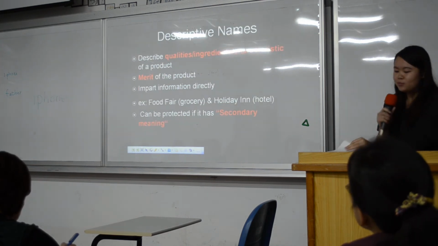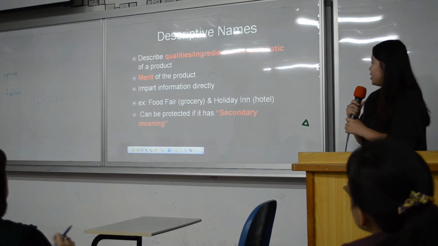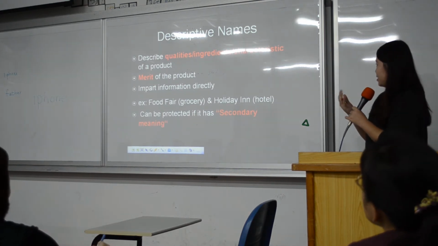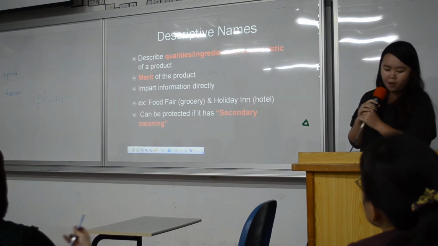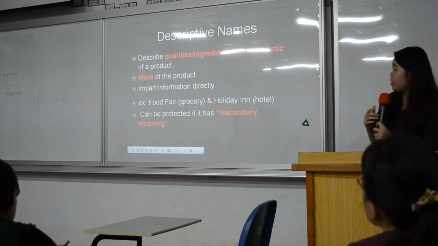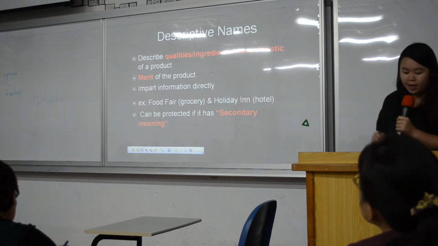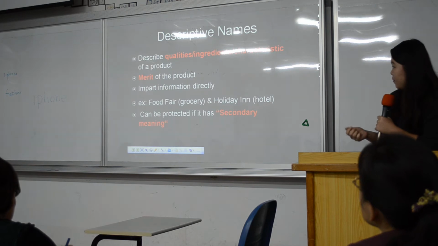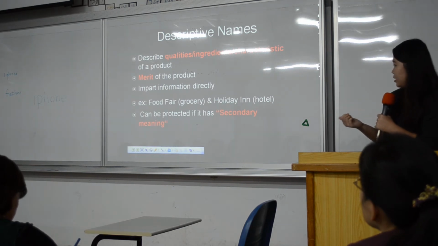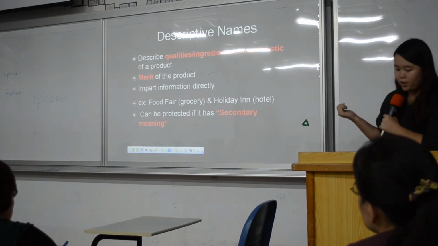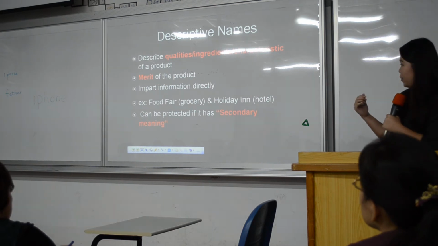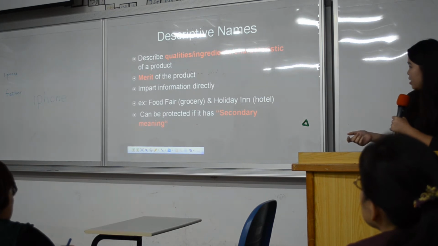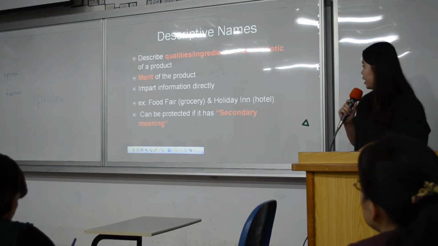And descriptive names means it describes the qualities, ingredients, and characteristics of the products, and also the merit of the product. Sometimes it imparts information directly. For example, Food Fair, a grocery store, and Holiday Inn, a hotel business. Descriptive names can be protected if they have a secondary meaning.